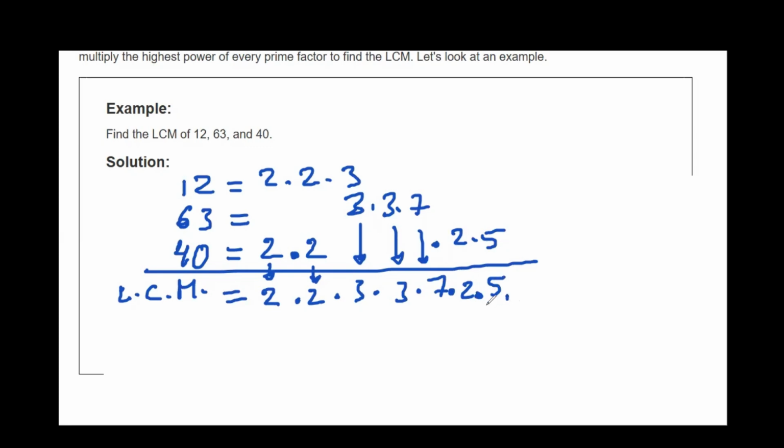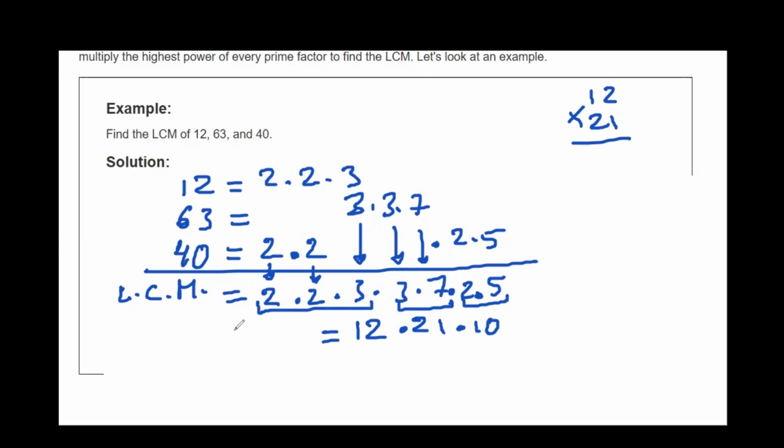We know that 2 times 5 is 10. And we know that this is 21. And we know then that 6 times 2 is 12. So we will multiply 12 times 21. And then we multiply everything by 10. Multiplying by 10 is adding 1 zero to the right. Correct? Yes.